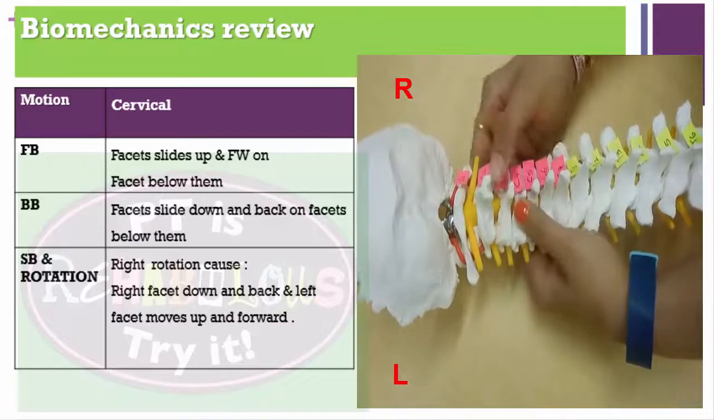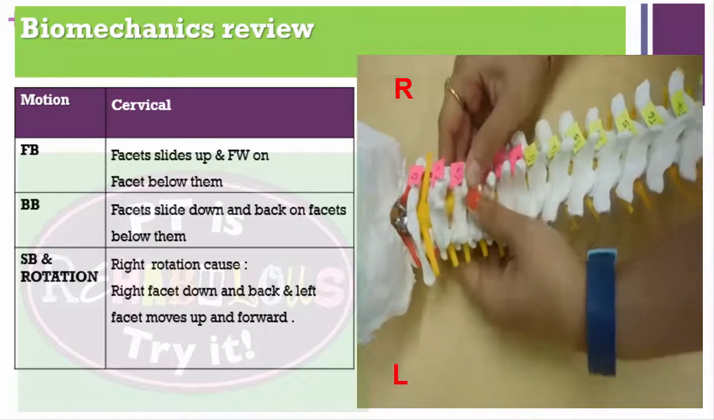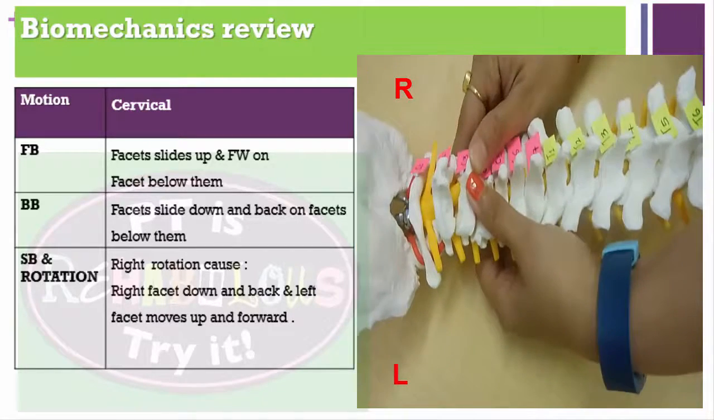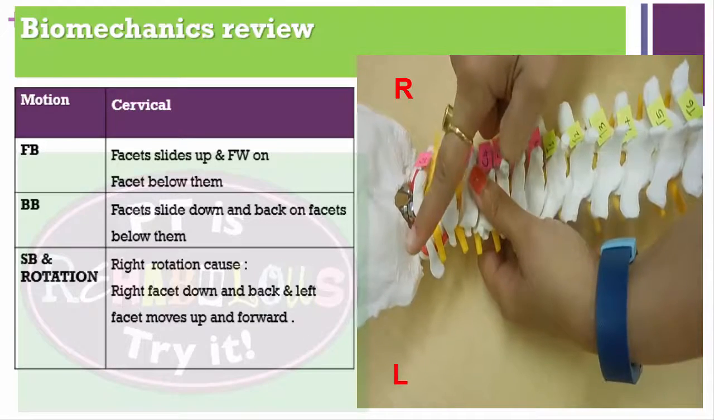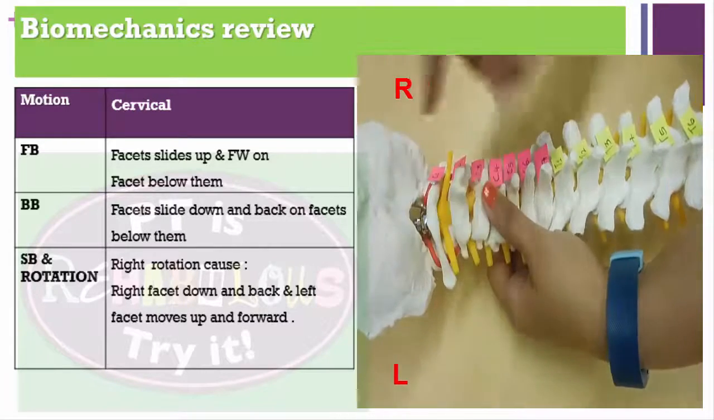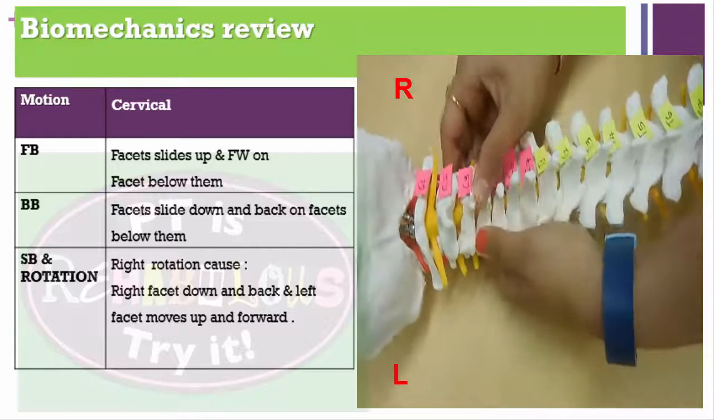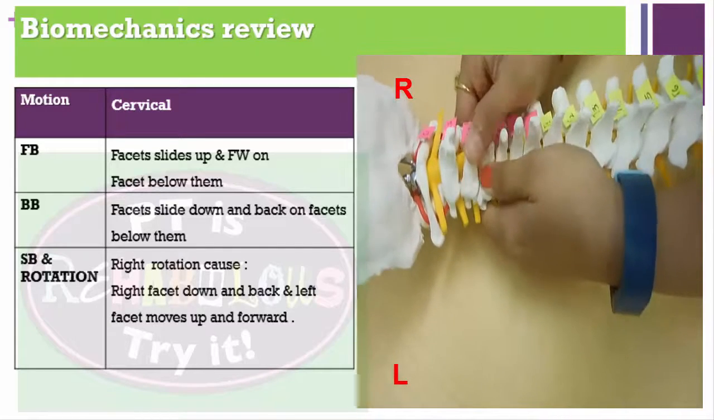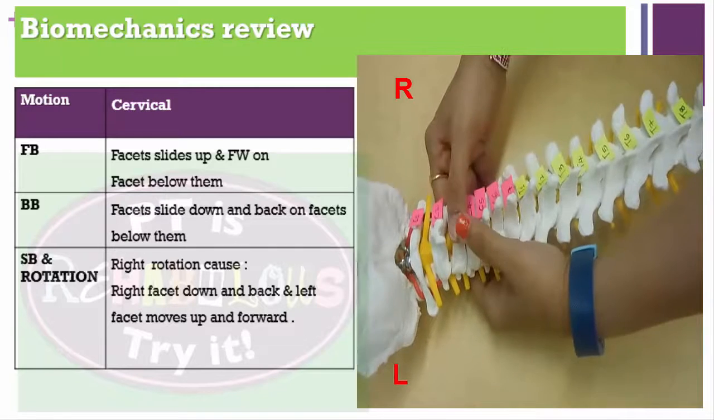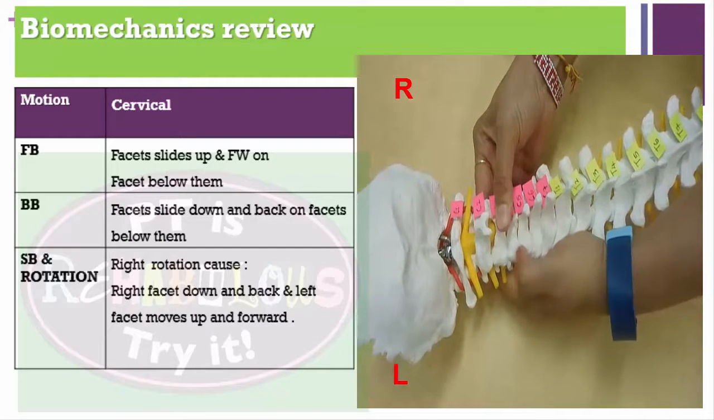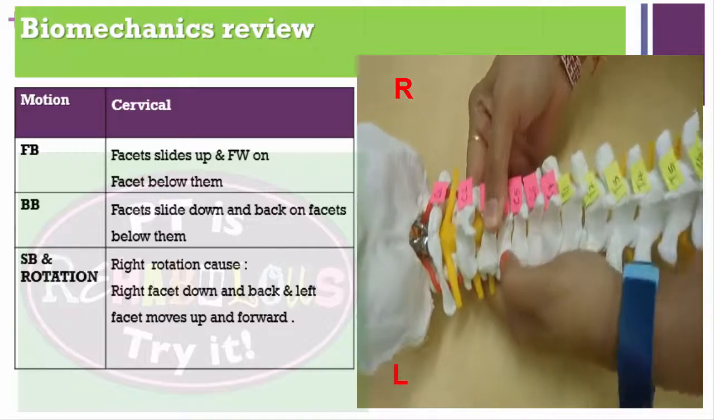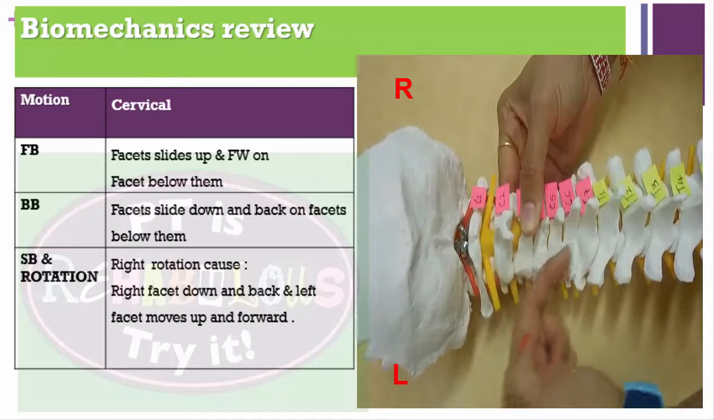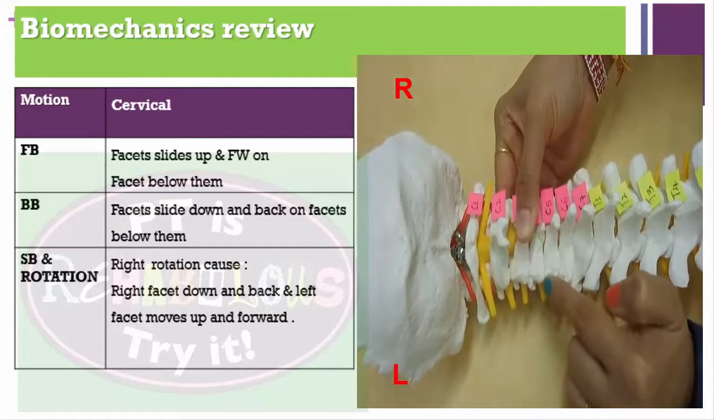If we do forward flexion, guys, your facets are sliding up and forward on the facets below them. This facet is sliding up, this is sliding up and forward on the facets below them. If I do the exact opposite, like extension, you can notice here the facets are sliding down and back on the facets below them, right?